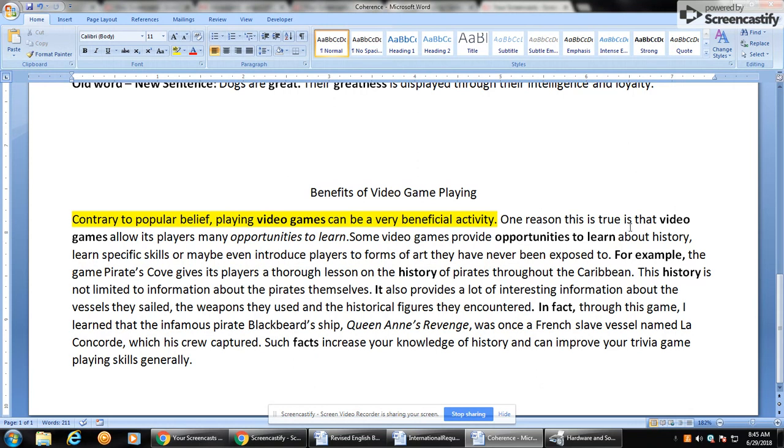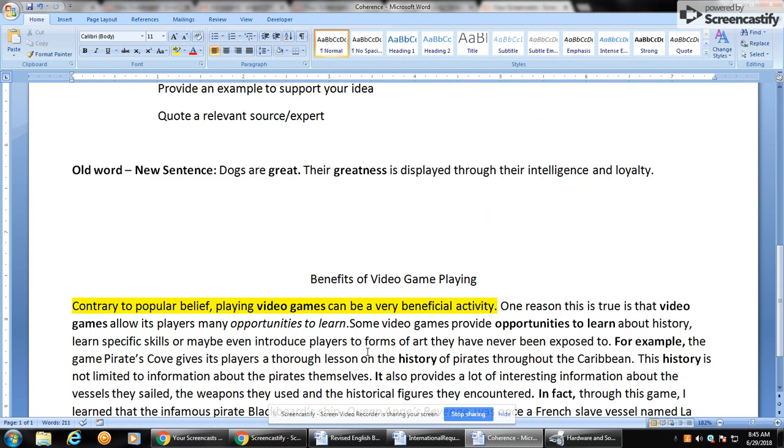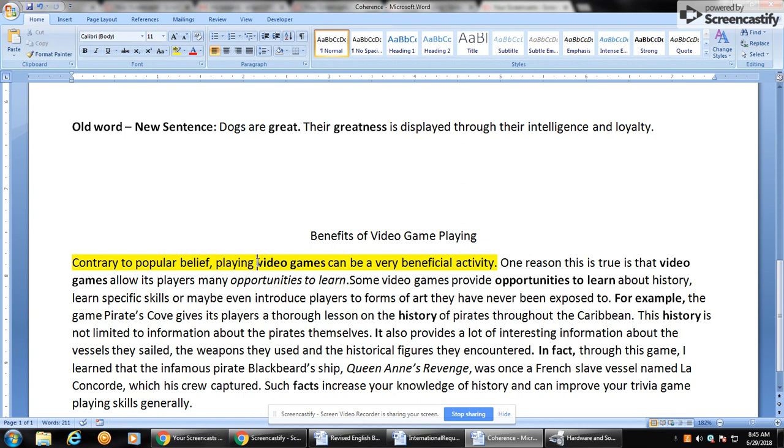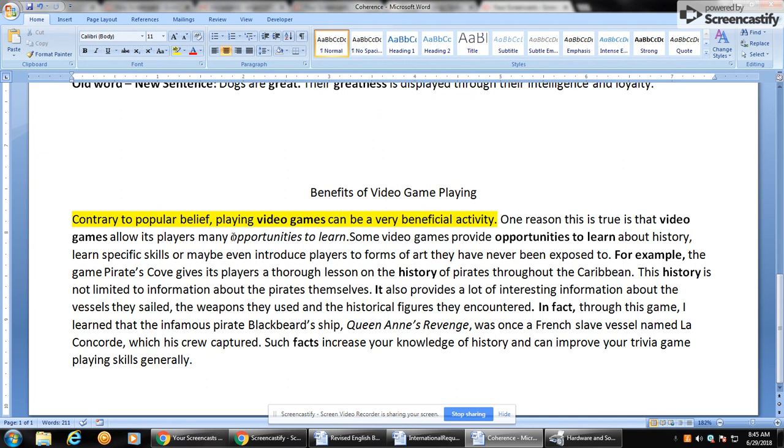One reason this is true is that video games allow its players many opportunities to learn. So I've explained why it's true. And in doing so, I've also used the old word, new sentence approach because video games is in the topic sentence. And then we see video games again showing up in the sentence that follows, and that helps to build a connection. Now, in this sentence, I have the phrase opportunities to learn italicized because that is the phrase that I want to build upon when I write my next sentence, right?